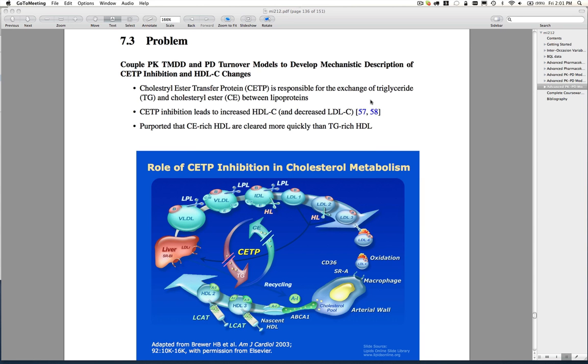This afternoon, we're going to go through the problem from the previous lecture for Advanced PKPD Topics 3 for multi-scale, multiple endpoint modeling.